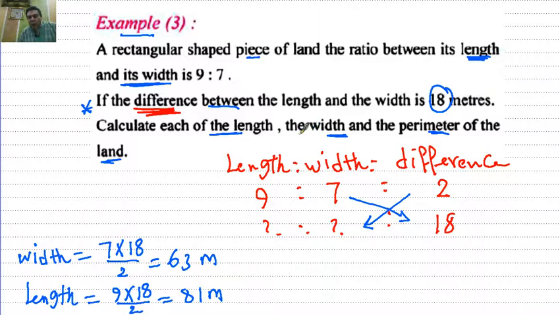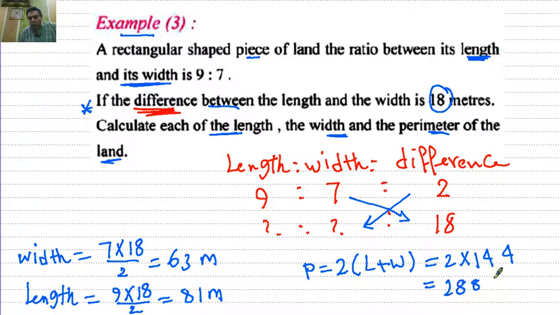Then we want to find the perimeter. The perimeter of the rectangle equals 2 times (length plus width), equals 2 times (81 plus 63). 81 plus 63 equals 144. Then 2 times 144 equals 288. The unit of measuring perimeter is meters. Then the perimeter equals 288 meters.